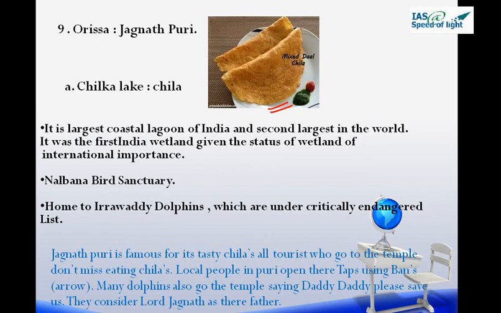Third point is Nalbana Bird Sanctuary in Chilka Lake, and it is also the home of Irrawaddy dolphins, which are under the critically endangered list. What critically endangered, endangered and vulnerable mean, we will see when we talk about the endangered species of India in the environment and ecology part. And it has become a very important part these days in UPSC, maybe because they have merged IFS, that is Indian Forest Service, with the civil services. So they are putting a lot of questions on the environment, and sometimes the questions they ask become very difficult to answer also.